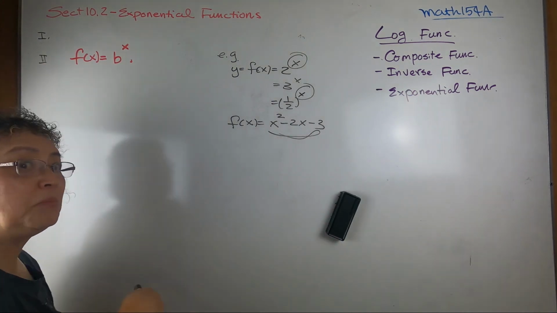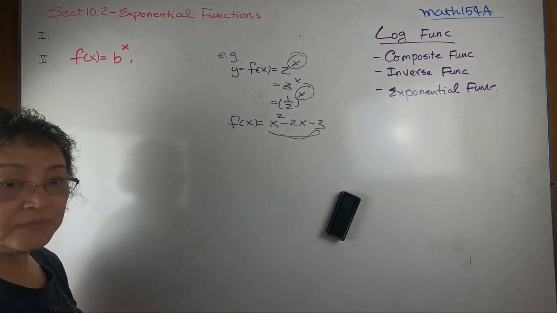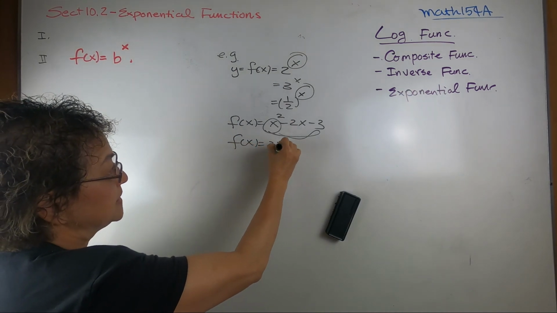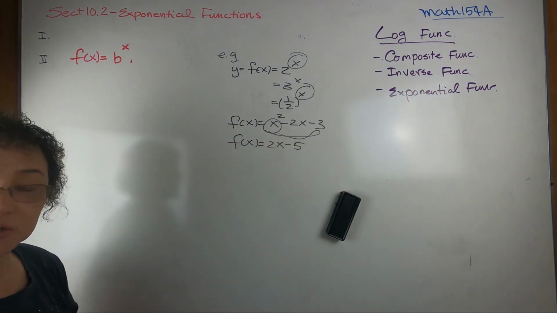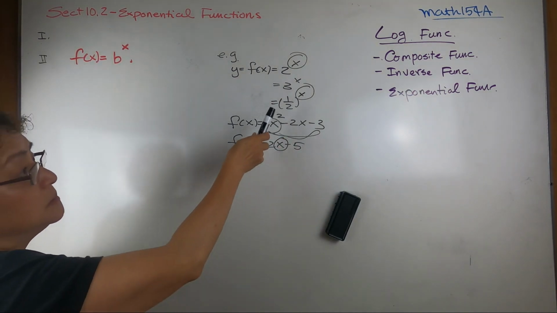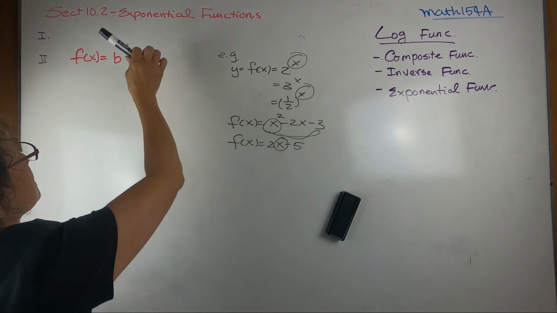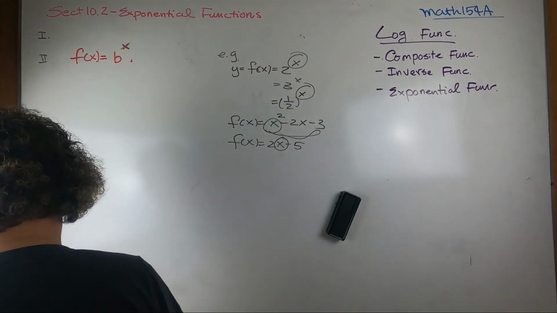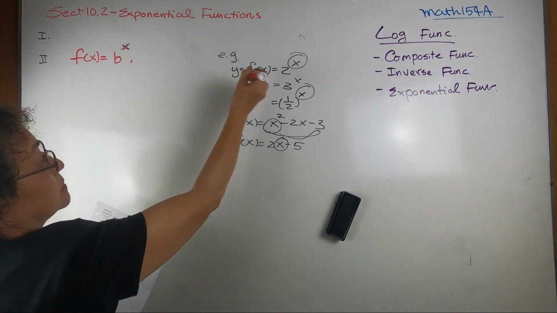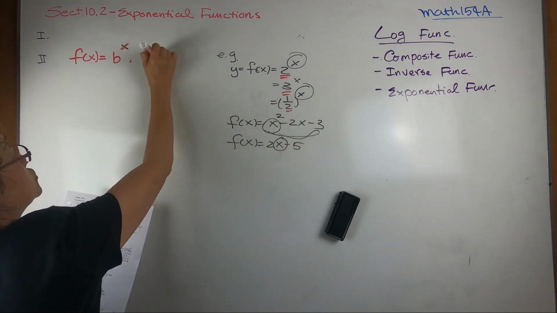If your f of x is x squared minus 2x minus 3, this is a second degree polynomial, so we call it a quadratic function, right? If it is 2x minus 5, it's a linear function. Here x is the base. These are polynomial functions. But if your x is in the exponent position, then we call it exponential functions.